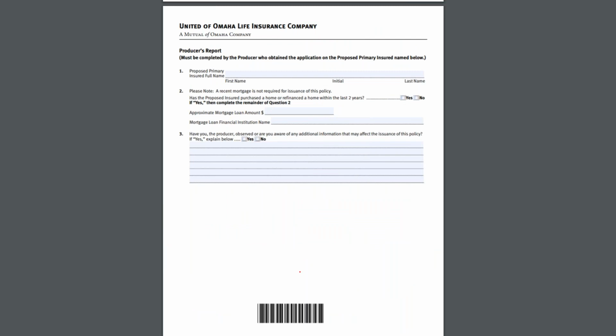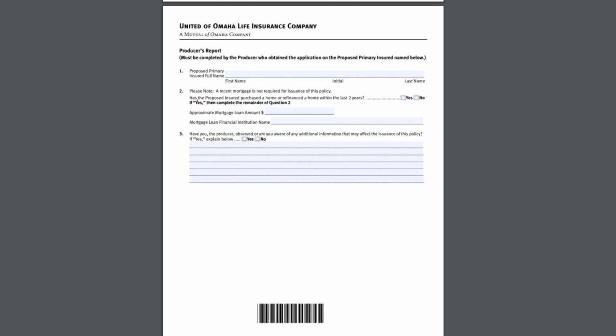Answer the questions on the producer report. One thing that's different about this, that's different than the Living Promise, they do ask about a mortgage. It's not required for them to have a mortgage, but when this product first came out, it was like a mortgage protection product. So when this product originally came out, one of the qualifiers was that you had to have a mortgage in order to qualify for this product. Now you don't. But they still want to know the answers on here.